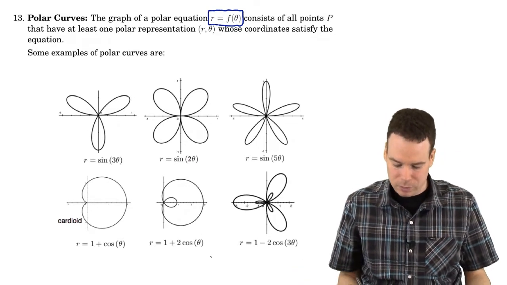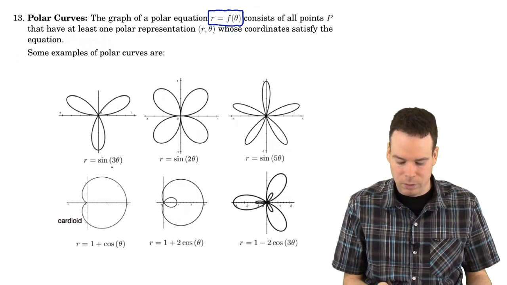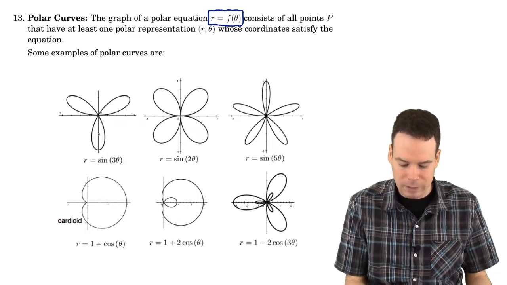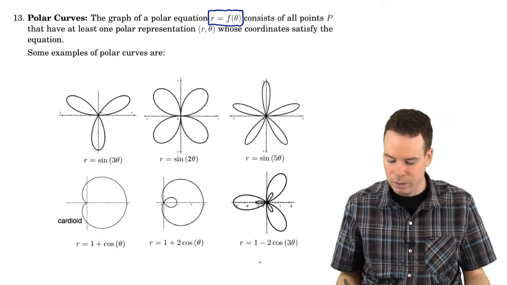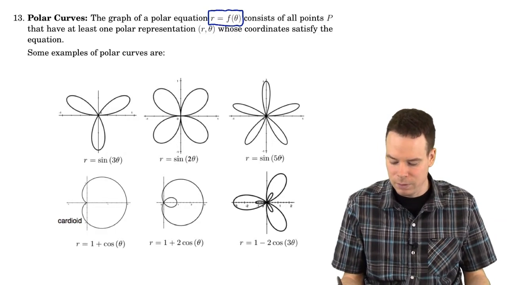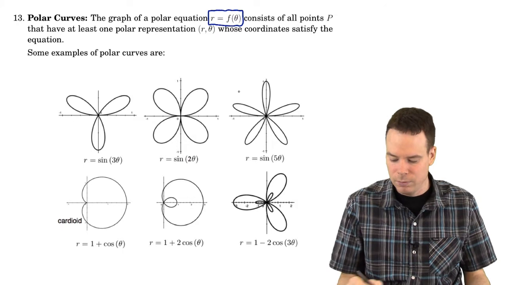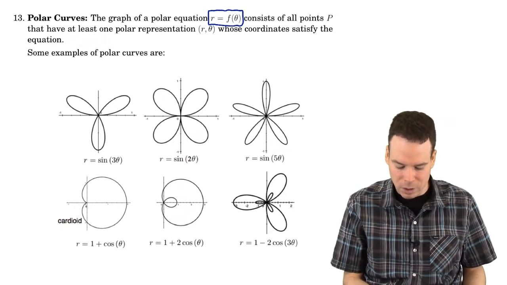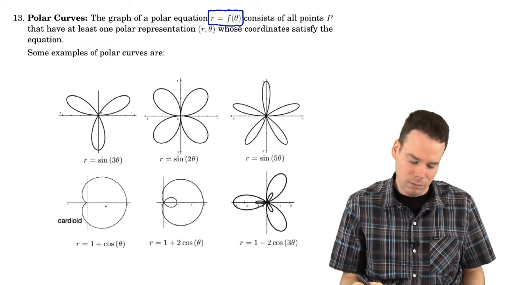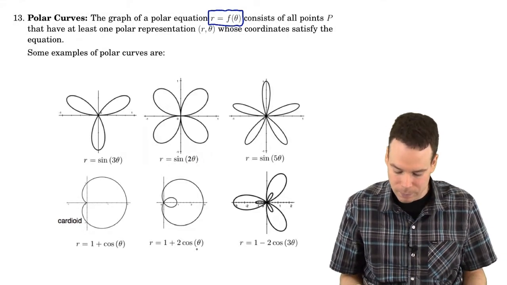So here's some examples of some curves. r equals sine 3 theta. It's got this sort of 3-leaf flowered kind of structure. 2 sine theta, you've got this 4-leaf one, and sine 5 theta, it's got this 5-leafed one. There's 1 plus cos theta. It's called a cardioid because it kind of looks like a heart. At least if you turn your head sideways, it'll look like a heart.